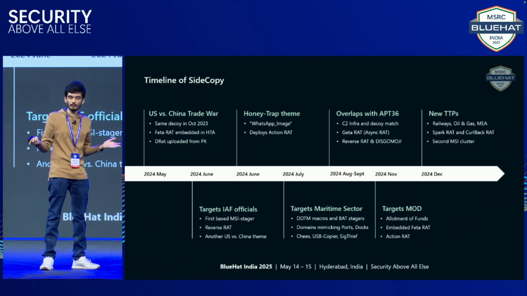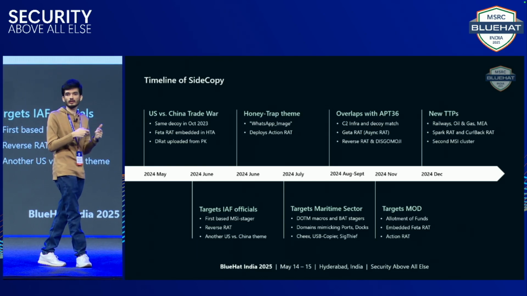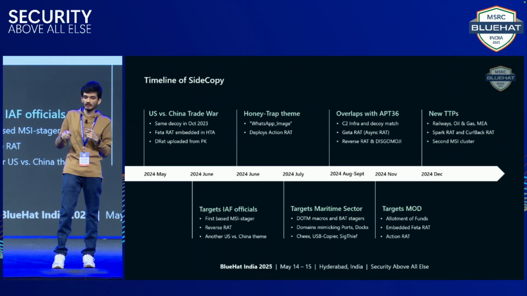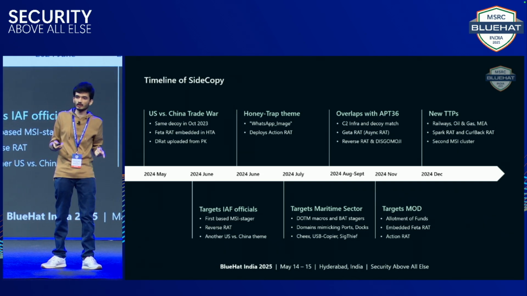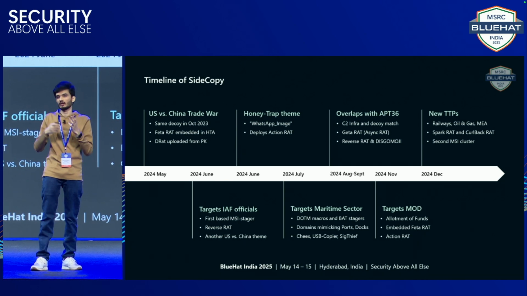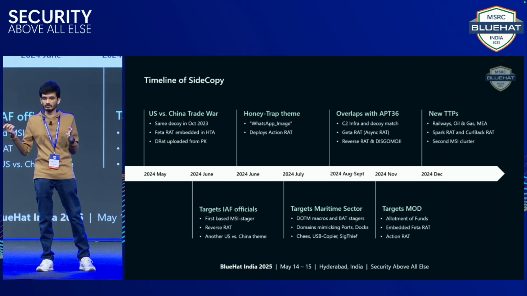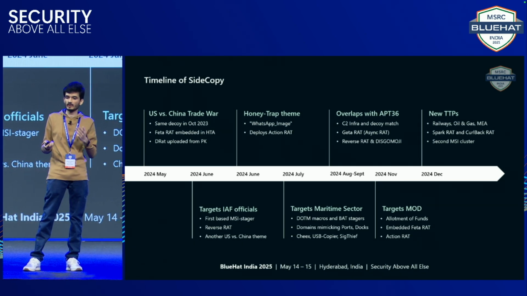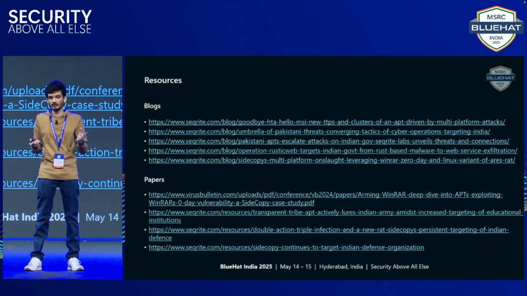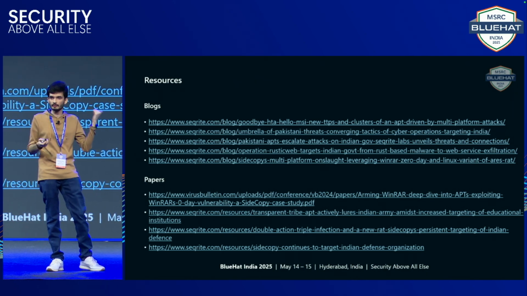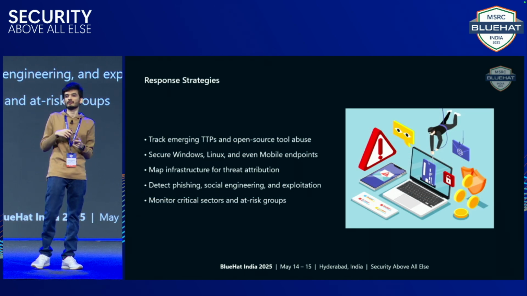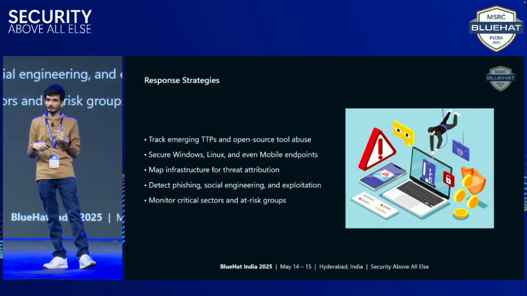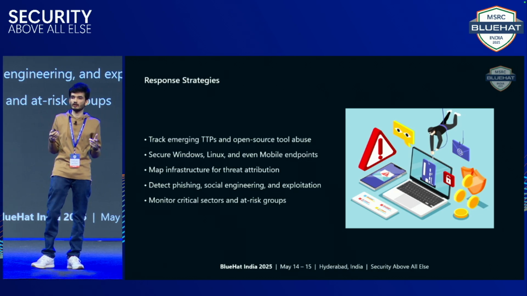And then at the end of 2024, we saw it continuing to target the Ministry of Defense with related lures, and then new TTPs targeting the railway sector, the oil and gas sector, and continuing to target the Ministry of External Affairs with payloads such as SparkRat and CurlBackRat. So these are some of the resources we have published that you can go and check in depth, in detail. As we have seen, the threat landscape will keep evolving, and so must we.